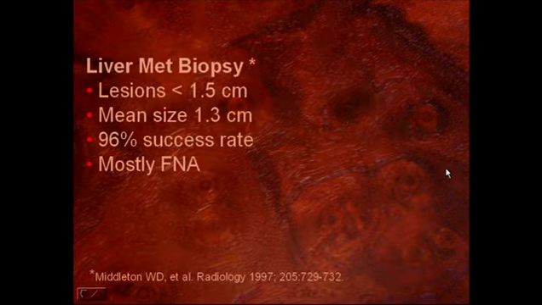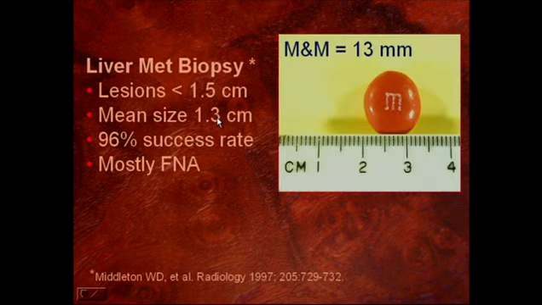Now, I mentioned patients coming back for liver biopsies. Ultrasound guidance is extremely successful in making the diagnosis of liver metastases. When we looked at this back in the late 1990s, we collected patients who had lesions that were less than 1.5 centimeters. The mean size in this patient population was 1.3 centimeters, and we had a 96% success rate in making the diagnosis of metastases. And just to give you a reference, a 1.3 centimeter lesion is the size of an M&M.